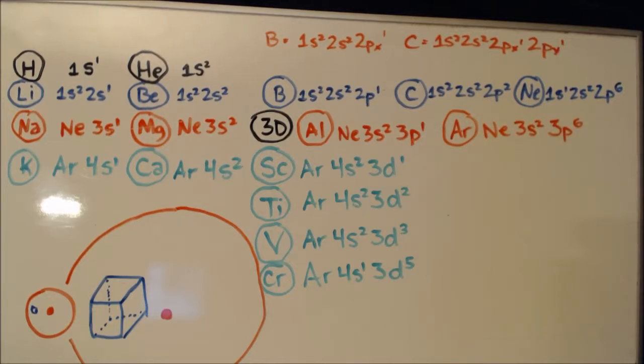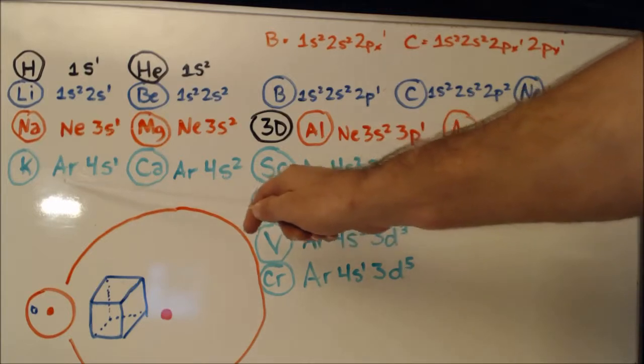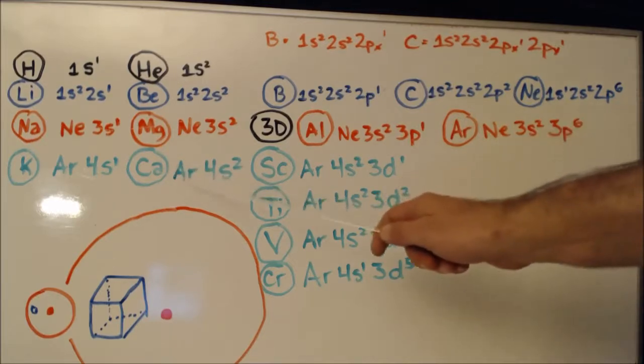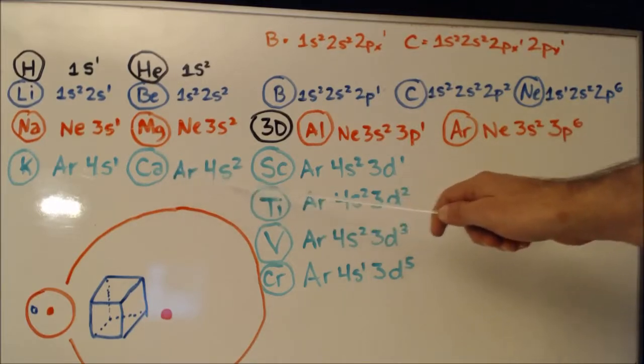Now that's where things get weird. You've got potassium, and argon's the last thing you did. It had filled up the entire orbital in that shell. So you have argon 4s1, because you always start out with an s orbital. Calcium, easy enough, argon plus 4s2.